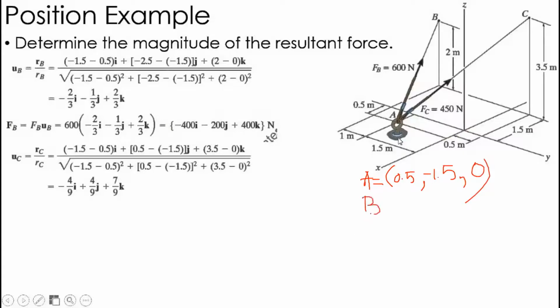Because we have already calculated, I'm just writing down the answers directly. So what will it be at B? We have moved from here to here, and it is on the minus x-axis, so minus 1.5. Then we have moved here till here, and it is minus 2.5.